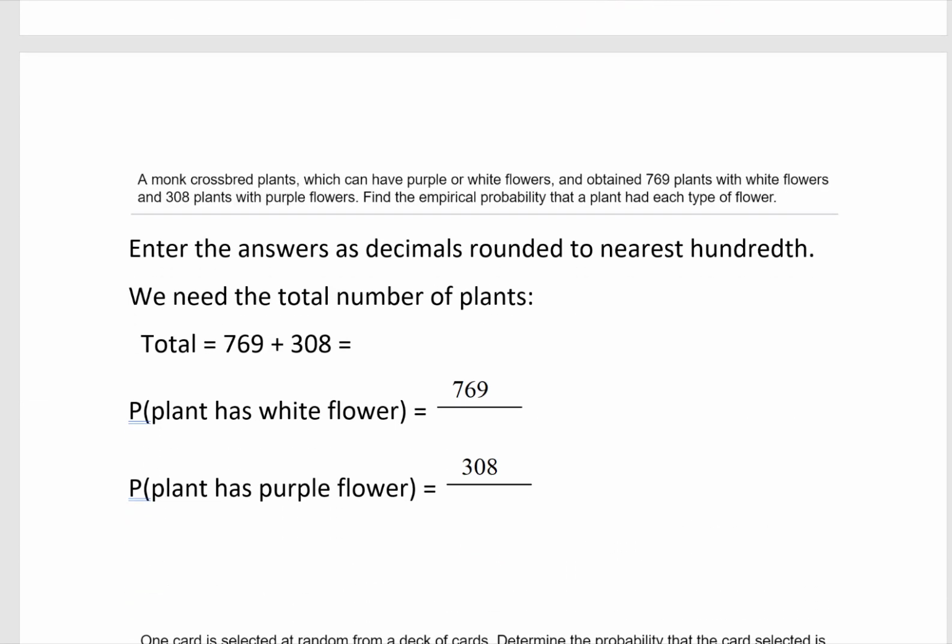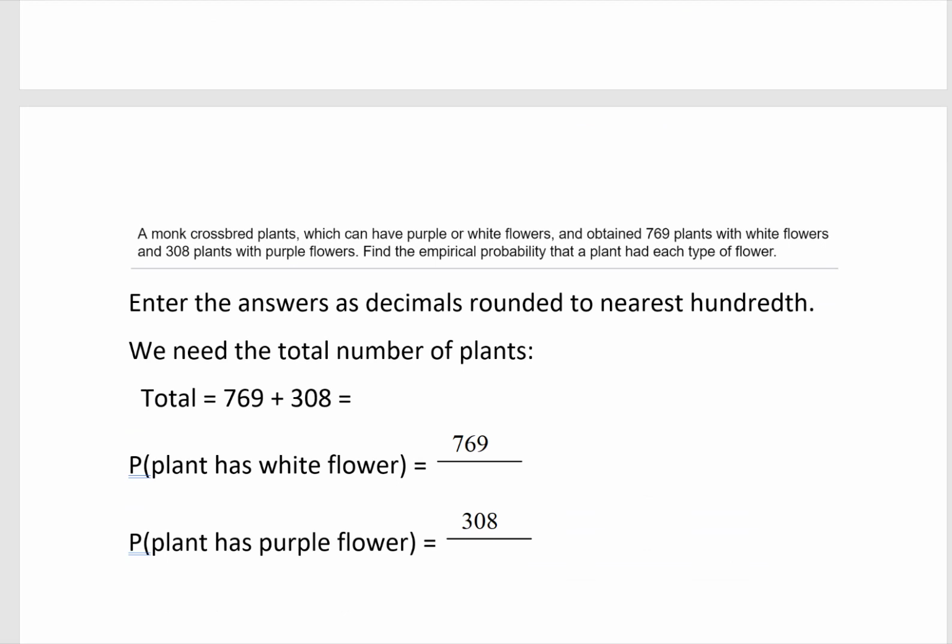A monk crossbred plants which can have purple or white flowers and obtained 769 plants with white flowers and 308 plants with purple flowers. Find the empirical probability that a plant had each type of flower. Enter the answers as decimals rounded to the nearest hundredth.